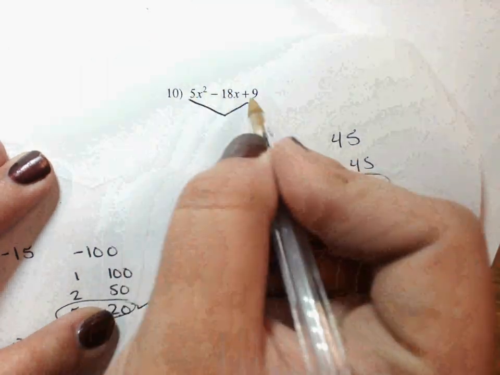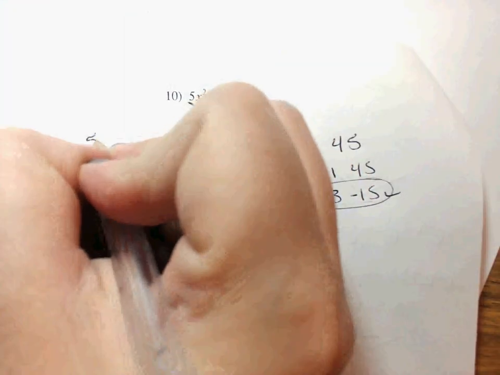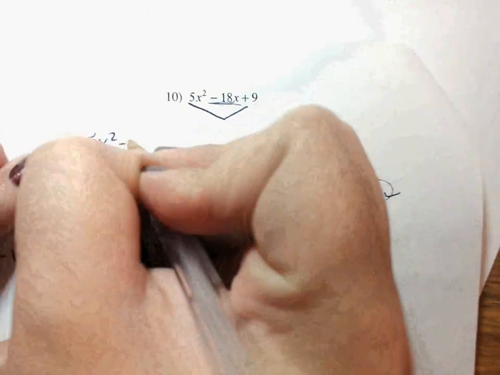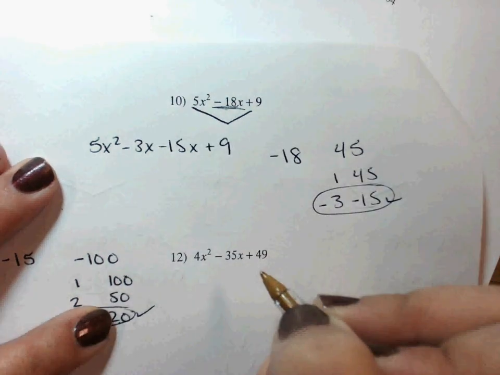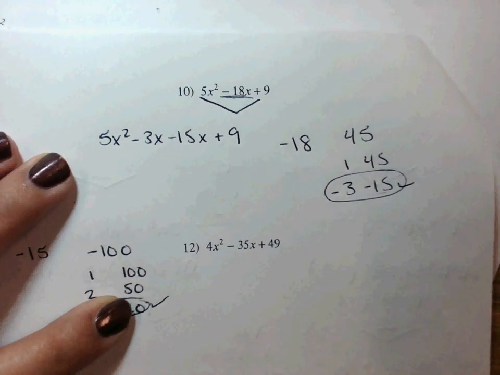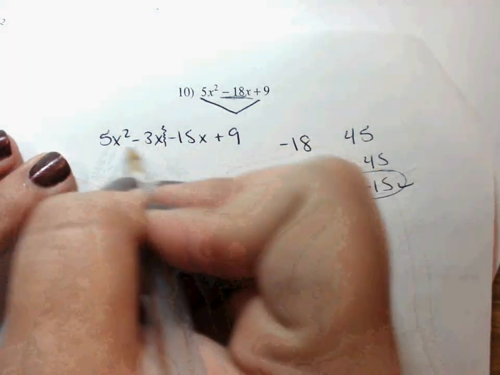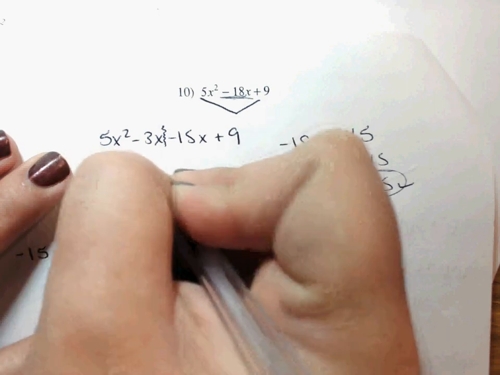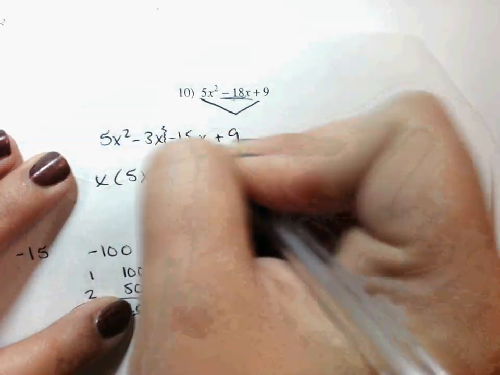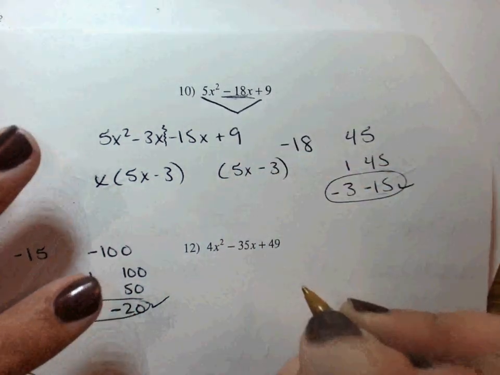We rewrite our equation. We're going to split this into these two parts. So we've got 5x squared minus 3x minus 15x plus 9. Once you rewrite your equation, you split it down the middle. You can take an x out of both of these. So you end up with 5x minus 3. You want to take something out of here that will also leave you with 5x minus 3. So it's kind of like a puzzle.